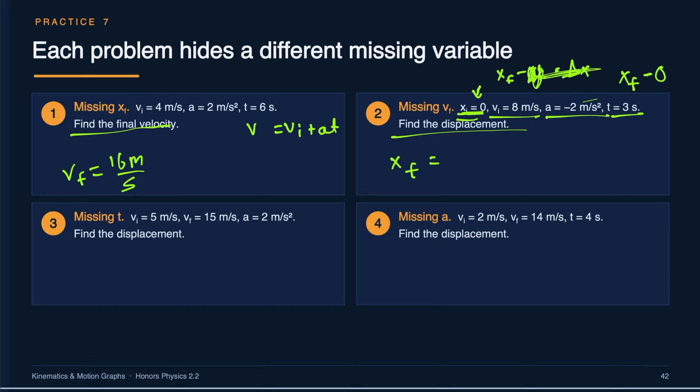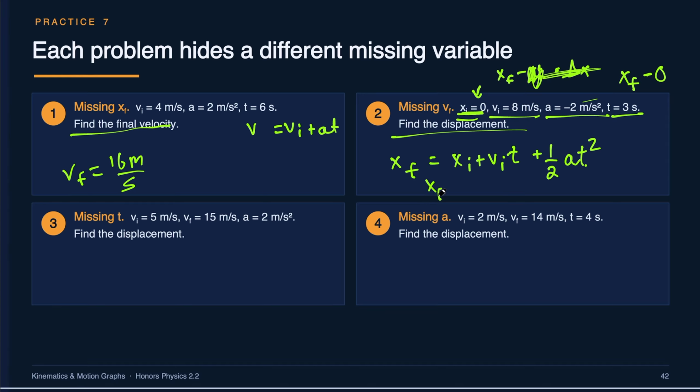Well, this one. S_i plus V_i times t plus 1/2 a t squared. Because this one has all the variables I have. I'm missing velocity f, so I don't need velocity f here. I'm solving for S_f, so I can use these equations.